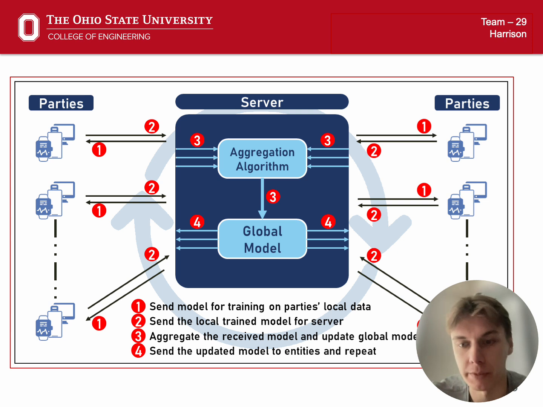So here's a diagram of how federated learning works. In step one, the server sends the initial model to all participating parties for local training. Then each party trains the model on its own data and sends the updated local model back to the server. The server then, at step three, aggregates or combines these local models using an aggregation algorithm, creating an improved global model. And then finally, the updated global model is sent back to all parties. It's new and improved, and then the cycle just keeps repeating.